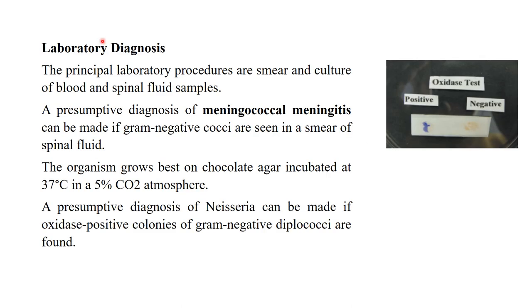Laboratory diagnosis of meningococcal infection. The principal laboratory procedures are smear and culture of blood and spinal fluid samples. A presumptive diagnosis of meningococcal meningitis can be made if gram-negative cocci are seen in the smear of spinal fluid. If gram-negative cocci, spherical in shape, are seen in the spinal fluid, then it means that it is a Neisseria meningitidis. The organism grows best on chocolate agar incubated at 37 degrees centigrade in a 5% carbon dioxide atmosphere. A presumptive diagnosis of Neisseria can be made if oxidase positive colonies of gram negative diplococci are found.